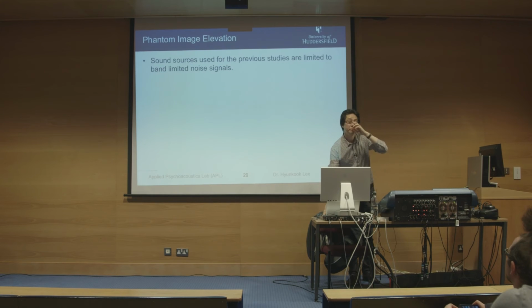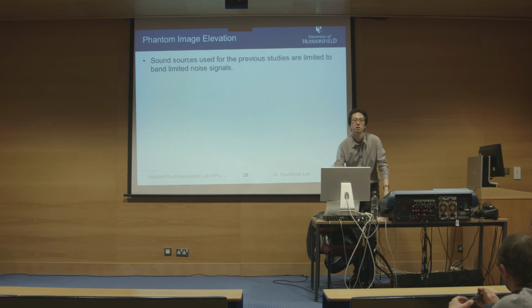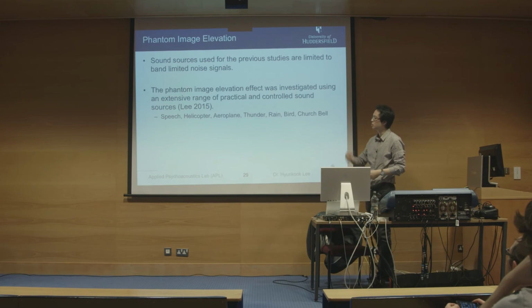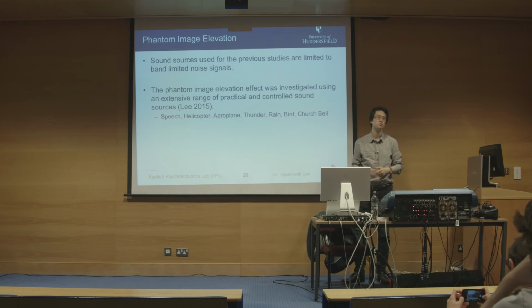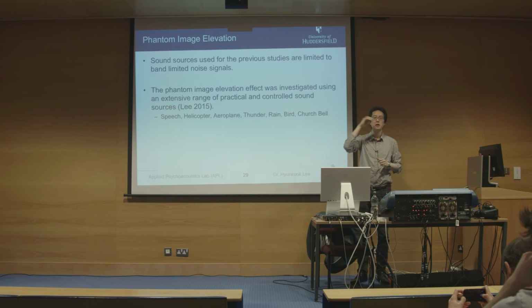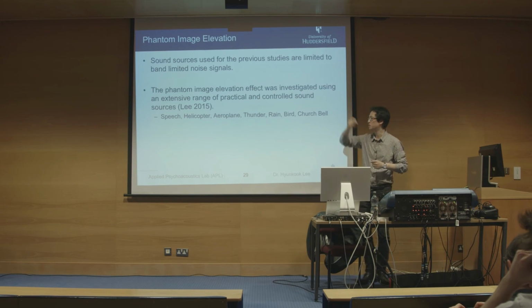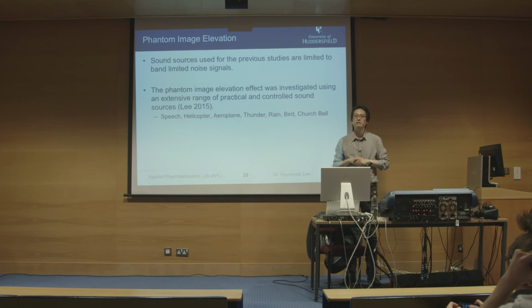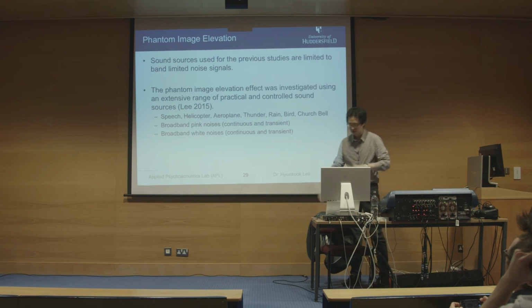So we decided to repeat similar tests using an extensive range of practical sound sources and controlled sound sources, including speech, helicopter, airplane, thunder, rain, bird, and church bell. All of these are likely to be heard in an elevated position in real life. And these are likely to be used for film, like when you have overhead channels, you might put a bird sound overhead, a church bell overhead. So let's see how these are elevated. Let's see how the old research findings hold up. Let's verify that. So we conducted this test and also included some noise conditions.